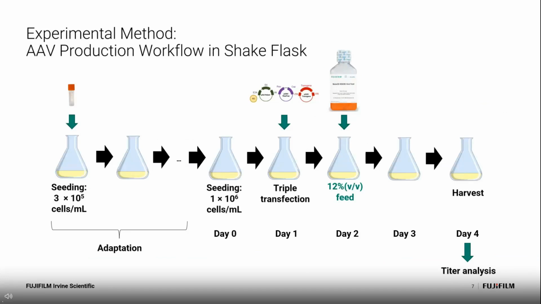Following cell thawing and adaptation to specific growth media, cells were seeded at 1 million cells per ml and triple transfected about 24 hours later with AAV plasmid and the transfection reagent. 24 hours post-transfection, viral feed was applied with 12% of the culture volume. The cell culture was harvested 72 hours post-transfection. The harvested material was used for titer analysis.